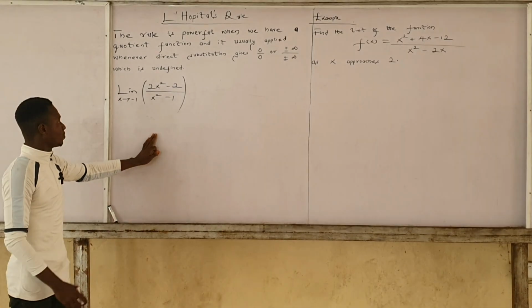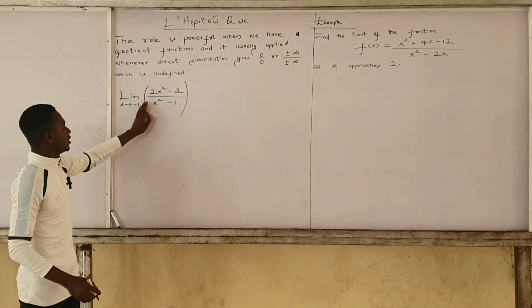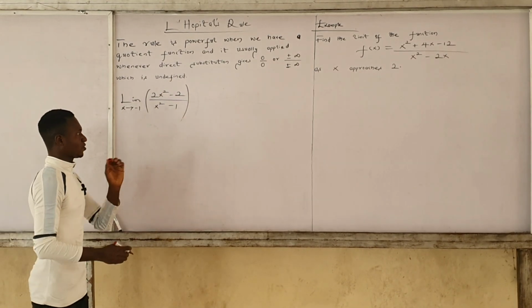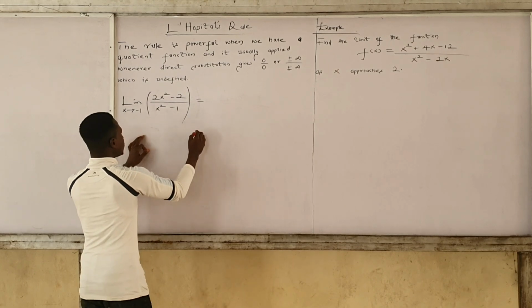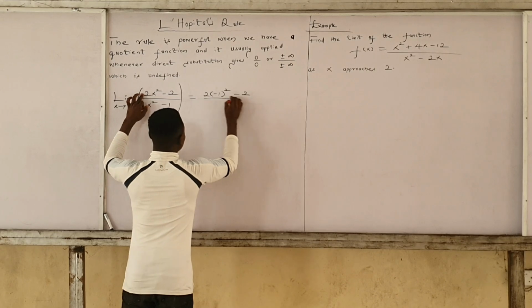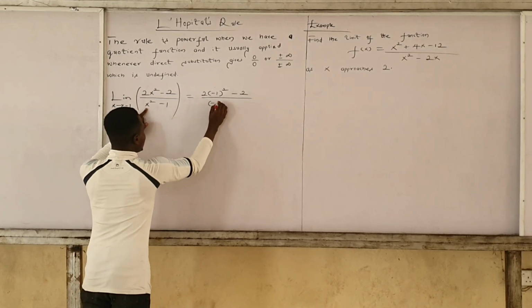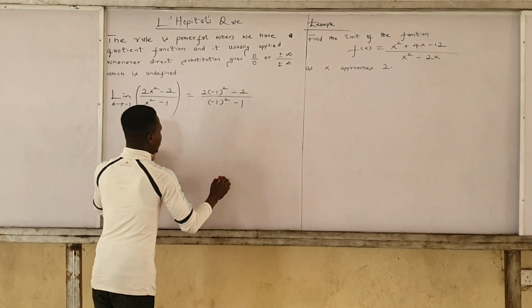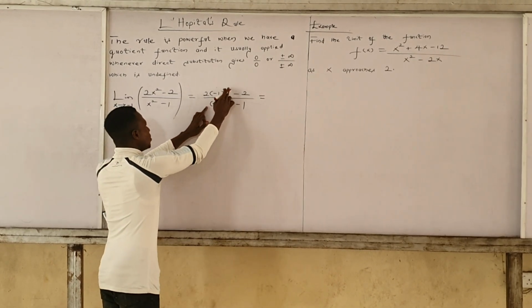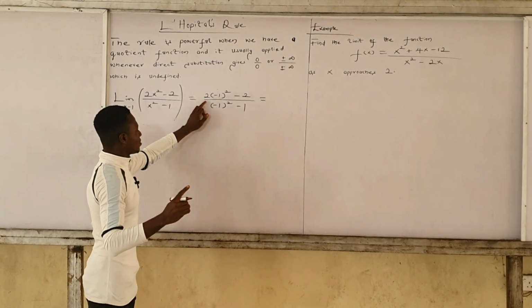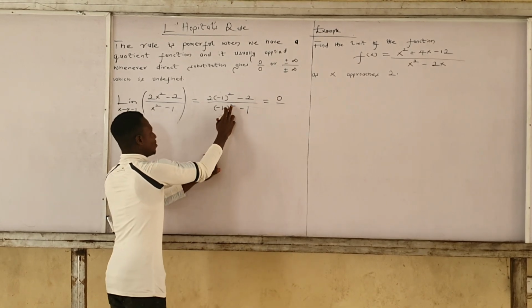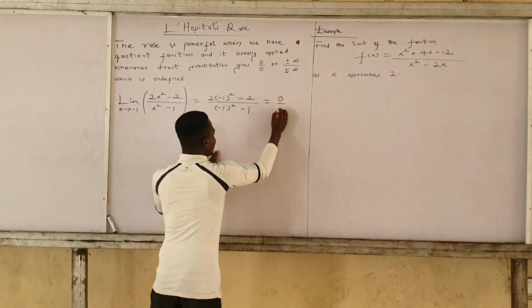To get the limit of this function, we just have to directly substitute minus 1 into this function. Wherever you see x, replace it with minus 1. So let us do that. We have 2 times (minus 1) squared minus 2 all over (minus 1) squared minus 1. Evaluating the numerator and the denominator, minus 1 squared is 1, times 2 minus 2 gives us 0, all over 1 minus 1, which gives us 0.